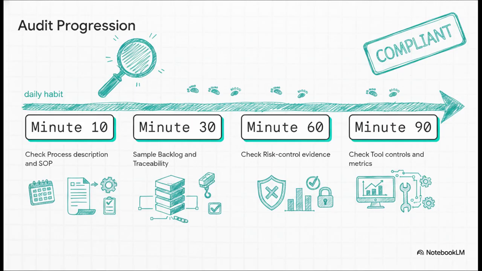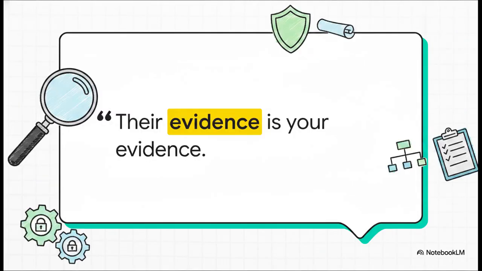At minute 10, they're checking your SOPs. By minute 30, they are pulling a random sample from your backlog to check traceability. If your backlog is your only specification, or if your traceability breaks down, trust me, they will find it fast. By minute 60, they're demanding verification of risk controls. Every single step justifies the next. You simply cannot prepare a sample you haven't been given yet, which means audit readiness has to be an everyday habit.